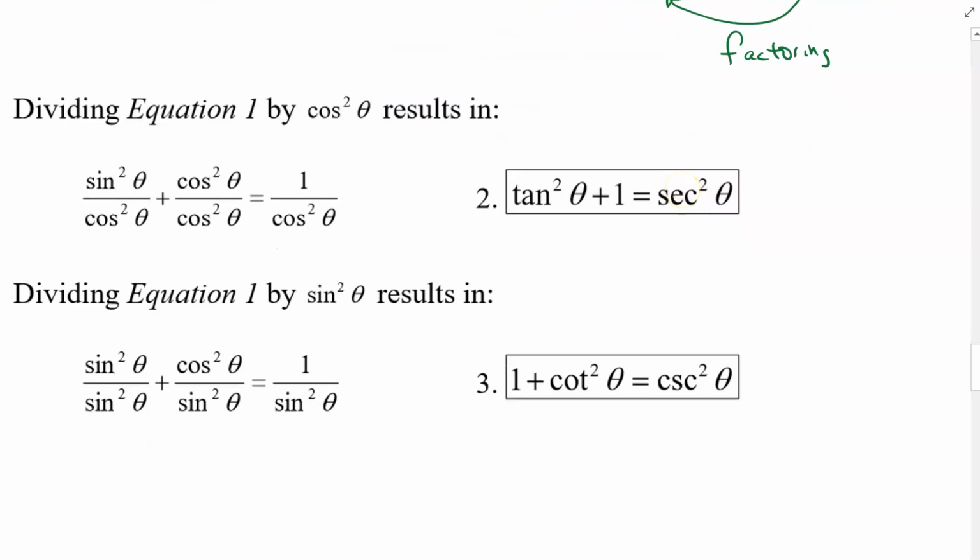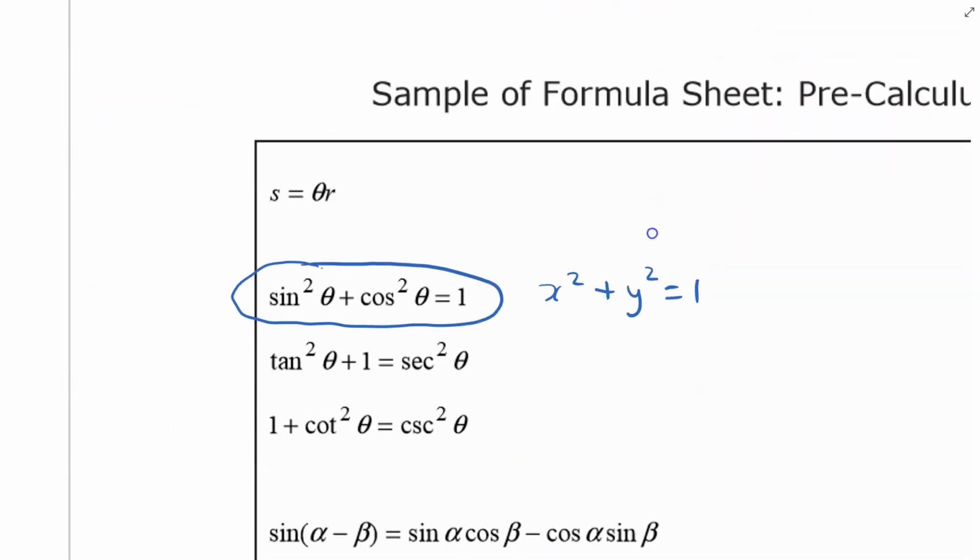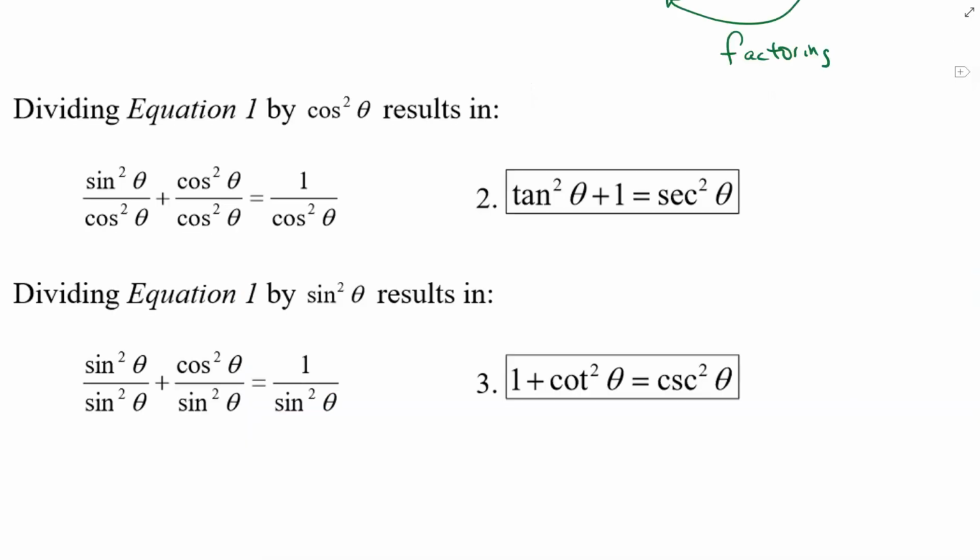The next ones on our formula sheet are this tan squared theta plus 1, and then the next one, 1 plus. These two here, I'll just show you where we got them. And again, you don't have to be able to do this, but I'm just showing you how it works.